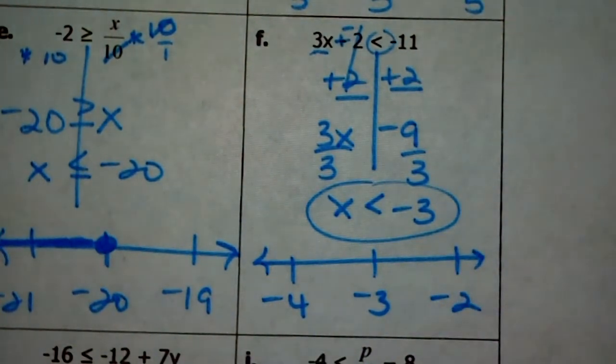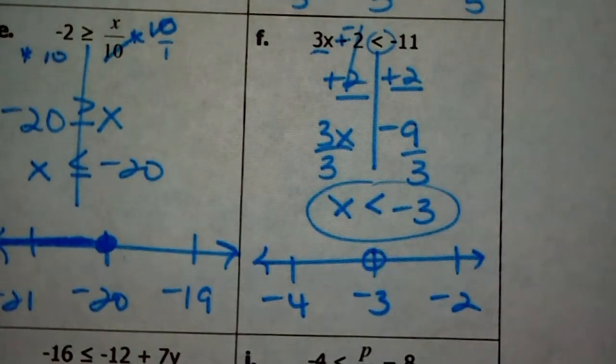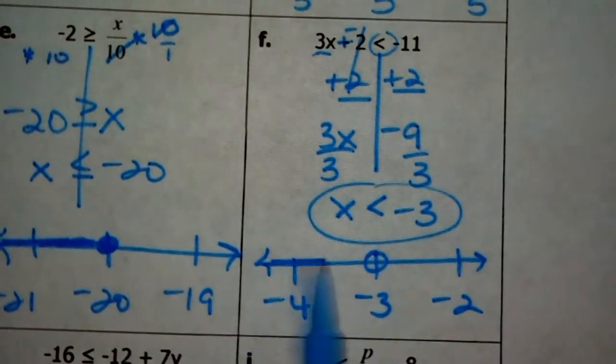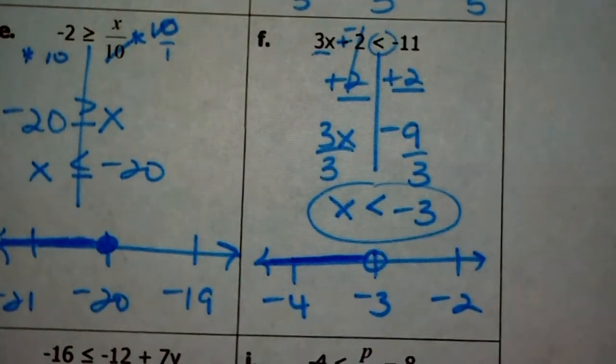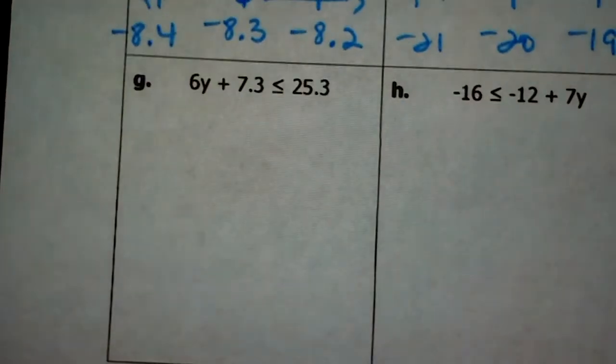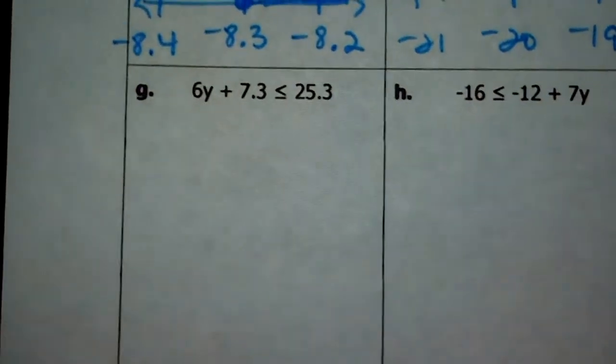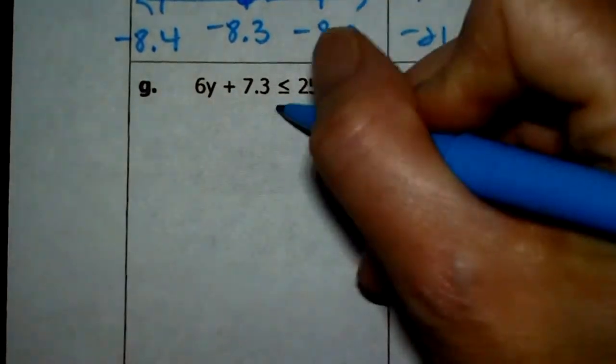If x is less than negative 3, it cannot be negative 3, so I need an open circle. It can only be values that are less than that. Even negative 3.1, negative 3.2, all those values in between, those are all the things x can be. Anyway, I'm going to draw the line.